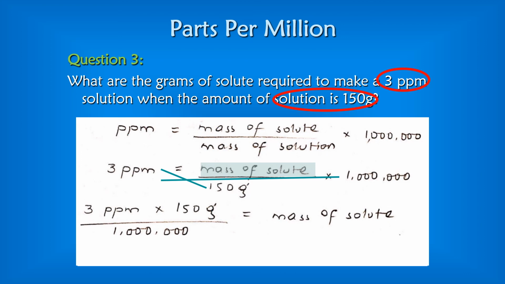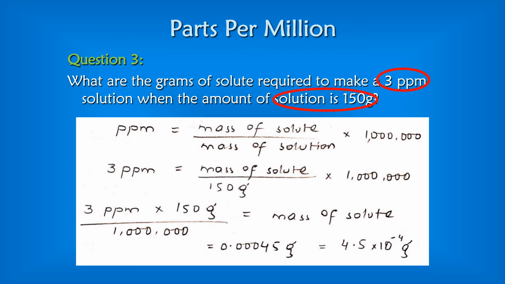Now let's just do the math. This is what we get. And notice how this is a super small number. So that means we can write this in scientific notation as well. So this time we'll have to move our decimal. We want our decimal to be right after the first non-zero digit, which is 4. So that means we'll have to move it 4 times to the right. Whenever the decimal is moved to the right, we get a negative exponent. So that gives us 4.5 times 10 to the power of negative 4 grams of solute.